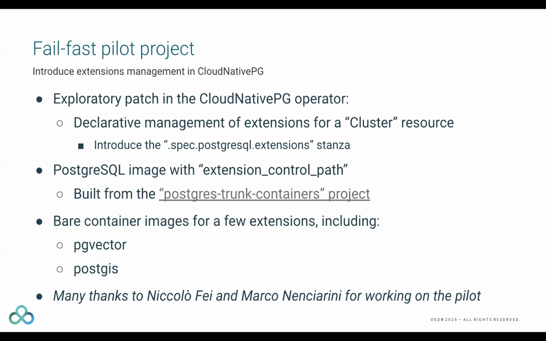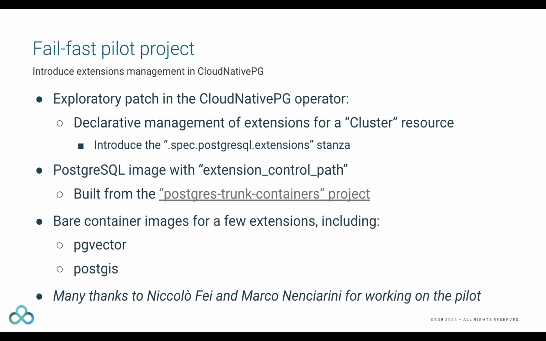library path. So what we did was start a fail-fast pilot project within EDB to test the work that Peter was doing on the extension control path. For that, we used the Postgres Trunk Containers project, which is a very interesting project that we have at CloudNativePG. Every day it rebuilds the latest snapshot of the master branch of Postgres so that we are able to catch problems with the new version of Postgres in CloudNativePG at an early stage. But there's also an action that builds container images for a specific, for example, commit or patch.